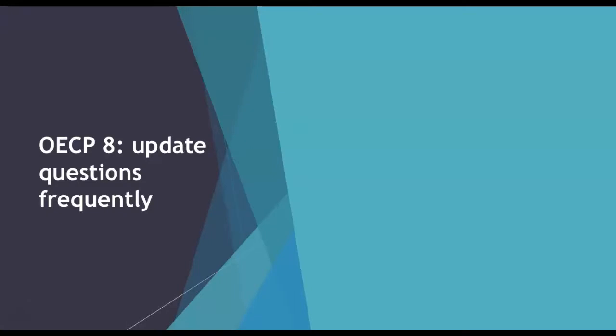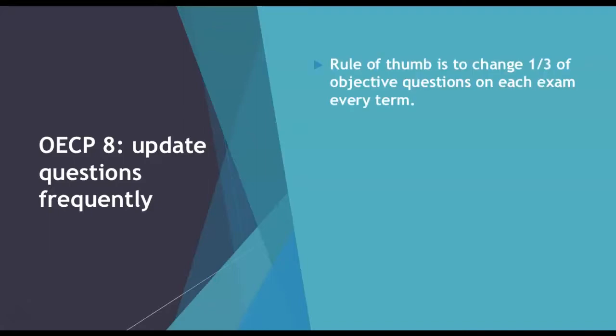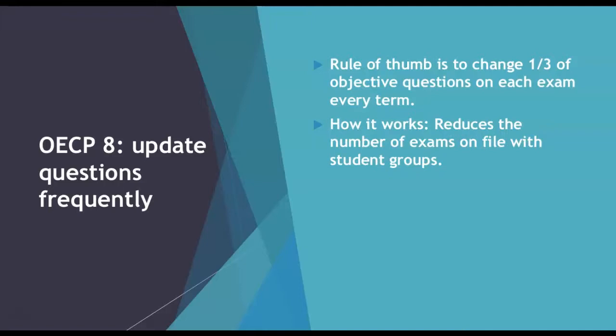The eighth procedure you might adopt is to update questions frequently. A good rule of thumb is to change 1/3 of the objective questions on each exam every term. That's 1/3 of the multiple choice, true-false sorts of questions that students may easily be able to share with one another within a semester or across semesters. And so this will reduce the number of exams on file with student groups as well, or even things that are available online.